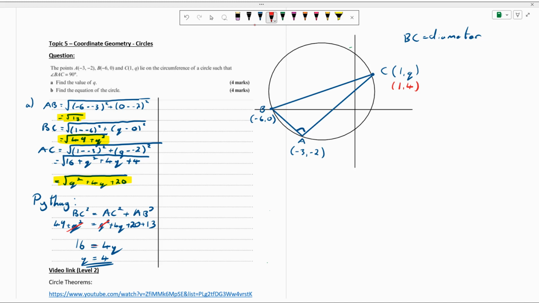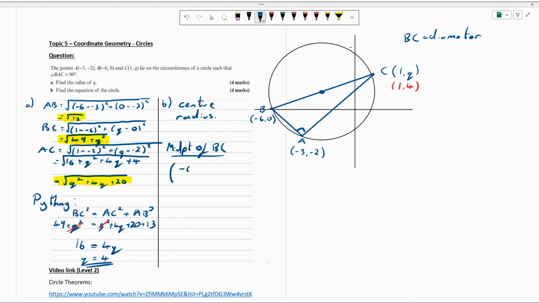Now, for the next one, I want the equation for the circle. So for the equation of the circle, part B, I need to know what its centre is, and I also need to know what its radius is. Now, its centre should be the midpoint between B and C. Should be by here somewhere. Okay, so I'm going to do some midpoints here. So notice I'm mixing up some of my line coordinates and some of my circle rules to help me here.